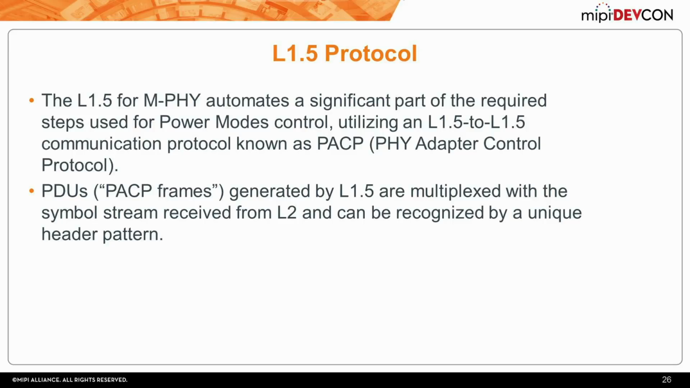So layer 1.5 automates a significant part of the requested steps for power mode control. So things like when you come up in low speed mode and you want to change to the high speed mode, this is managed by the layer 1.5. I'll show you an example in a second of what that looks like. So it uses this protocol called PACP, the Fire Doctor Control Protocol. And these frames, which are created at this layer 1.5, are multiplexed into the symbol stream. So you'll see them in a second. Things like the link capabilities are advertised here and negotiated here. So these are very low-level frames. They're just above the level of M-PHY, but it's part of the UniPro protocol.